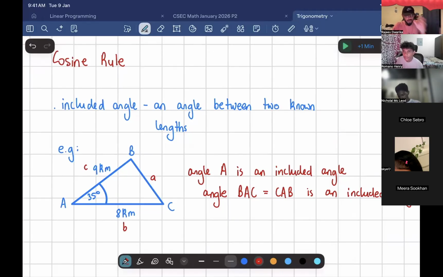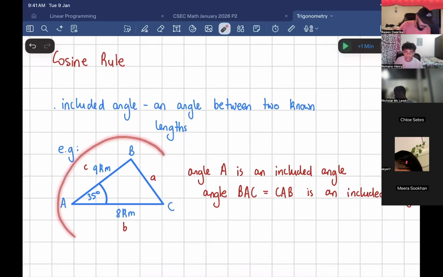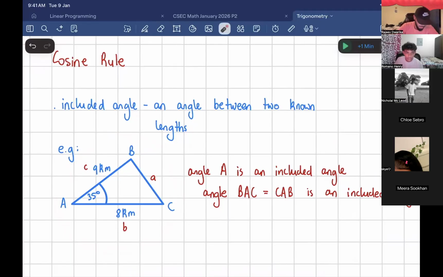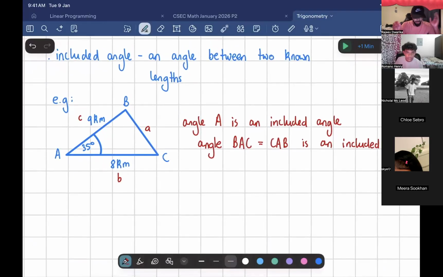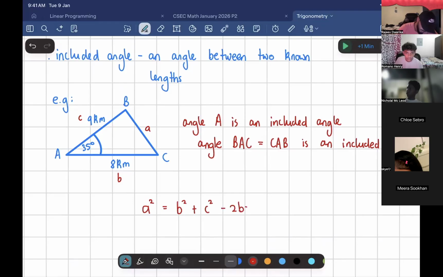A, right? So when we use the cosine rule, you're effectively finding the side opposite the included angle. That is what you're doing. So in this instance, if we were to apply the cosine rule here, you'll be finding which length? Talk to me, guys. Yeah, A. So you're probably wondering, what exactly does the cosine rule look like? Well, it looks like this. In this case, the cosine rule will be A squared is equal to B squared plus C squared minus 2BC cosine of A.